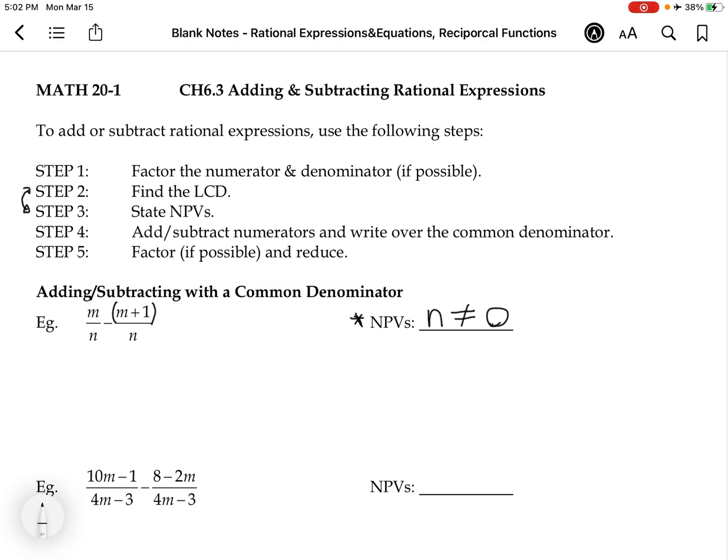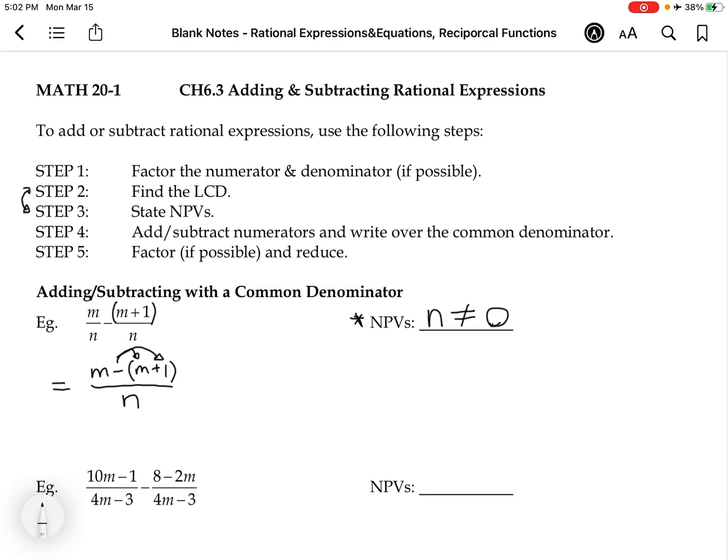Okay. Now, I can write this as a single rational expression, and it would look like this. The denominator would be n, and the numerator would be m minus m plus 1. Okay, now I know that seems like it's not a big deal, and we shouldn't have to write that line out, but you'd be surprised how many people make the careless mistake of not subtracting the 1 as well.